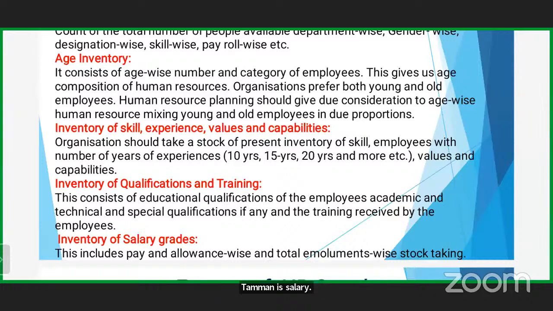Suppose the person is more than 40, and experience is definitely more than 10 years. There we have to pay more salary because the person is highly experienced. So basing on this, we can fix the manpower in the organization.